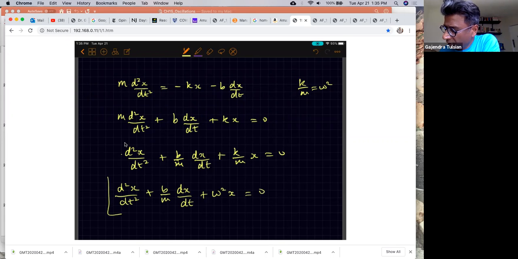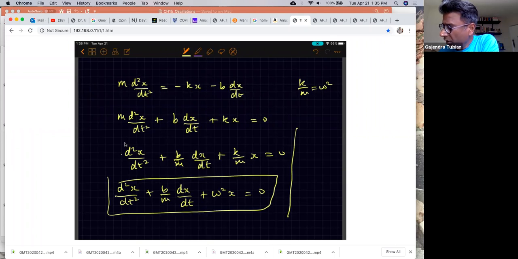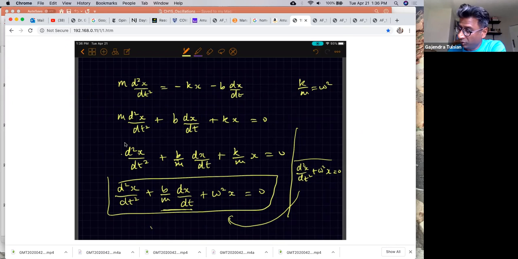So without friction, our differential equation was d square x by dt square plus omega square x equal to 0. With friction present, it's become slightly more complicated. You have this extra term. So now you'll be solving a slightly more complicated differential equation. But here's the good news: you learn to solve this harder problem, and the solution to the simpler problem is contained in it. If you want the solution to the simpler problem, all you do is put b equal to 0, and you get that solution.